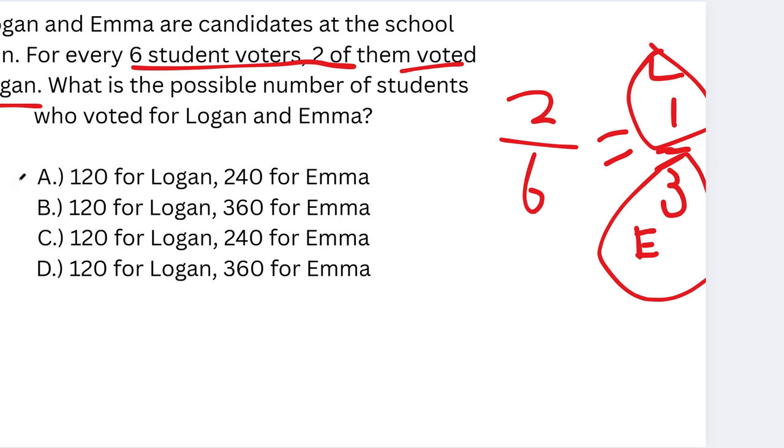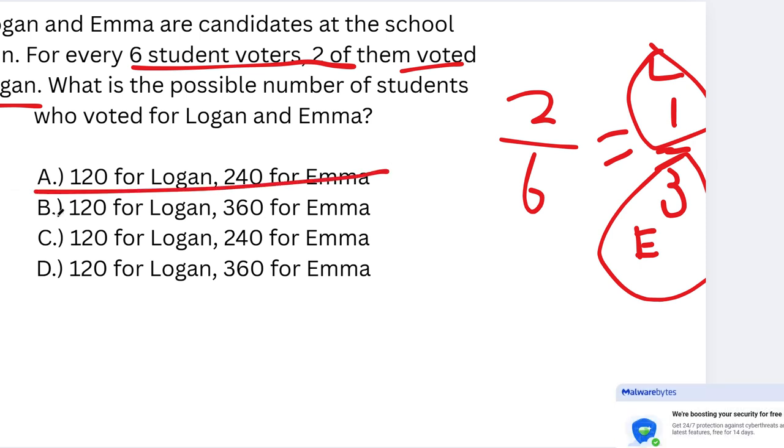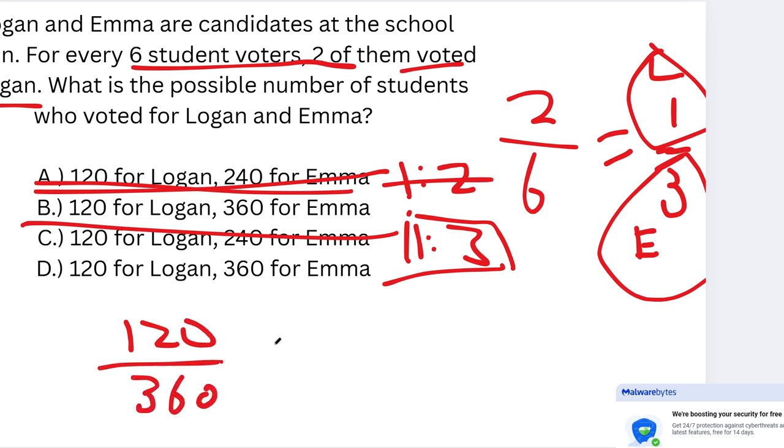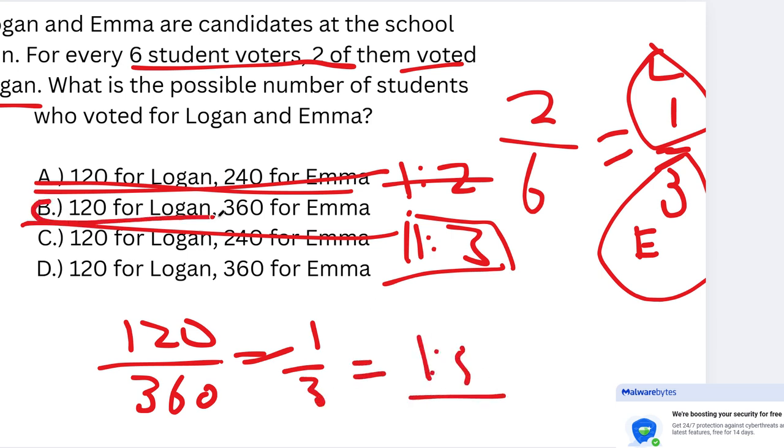So let's look at the options. A, it's 120 for Logan and 240 for Emma. That ratio would be 1 to 2, but we're looking for 1 to 3. So number 1 is incorrect. Number 2 is 120 for Logan and 360 for Emma. So let's try simplifying that. 120 over 360 is 1 over 3, which is 1 to 3, the ratio we are looking for. So the correct answer for number 4 is B.